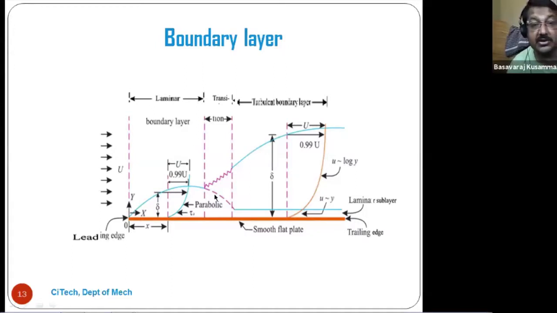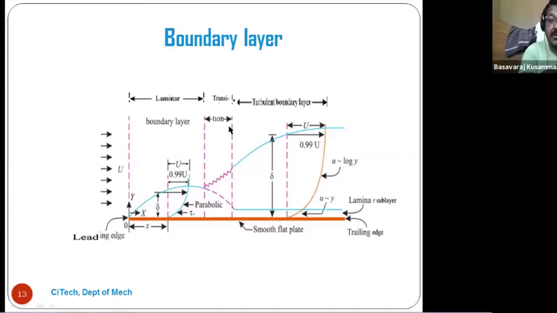As the distance along the length of the plate goes on increasing, the transition period will take place, which means the laminar flow is converting into turbulent flow. Understand? This is based on the Reynolds number. If the Reynolds number is more than 2,300 and less than 4,000, that is called the transition period. The fluid is converting from laminar flow to turbulent flow.